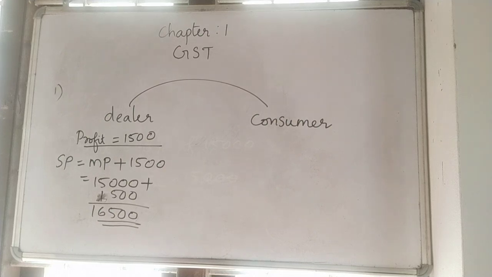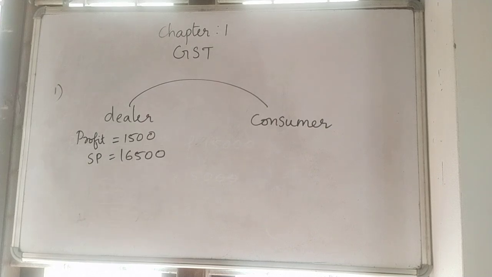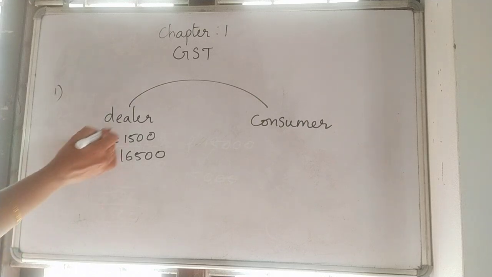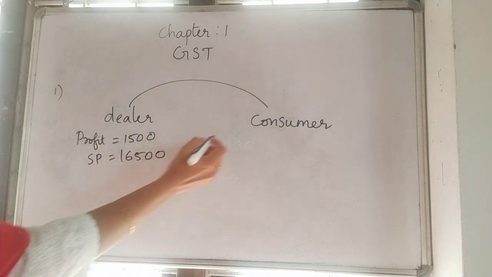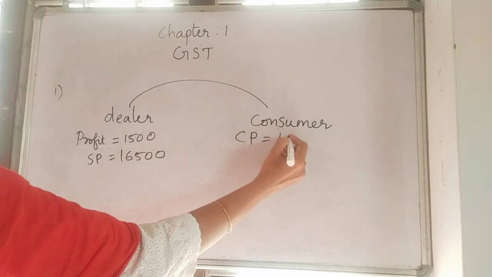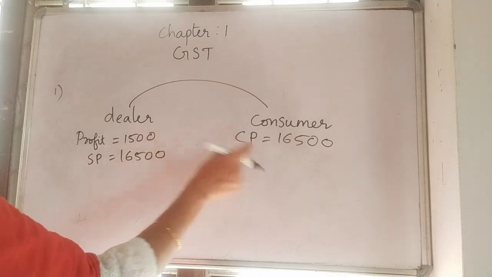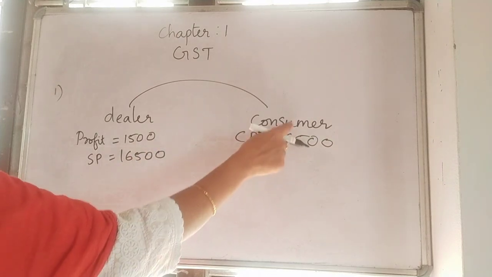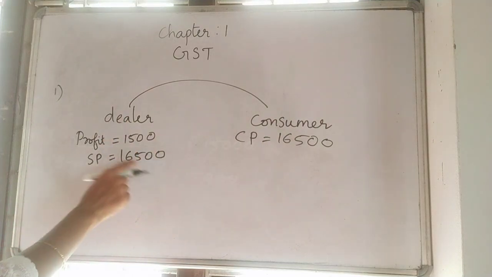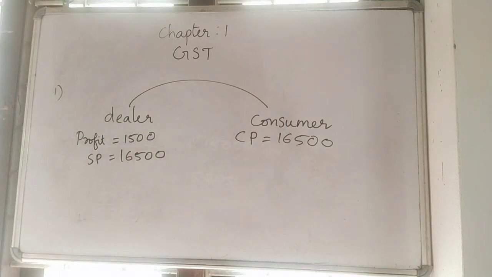Next we can go to the second part of this question. Next we have to find out the amount of tax under GST paid by the consumer. The selling price of the dealer is 16,500. So the cost price for the consumer will be 16,500, and 16,500 will be the selling price of the dealer. We have to find out the amount of tax paid by the consumer.